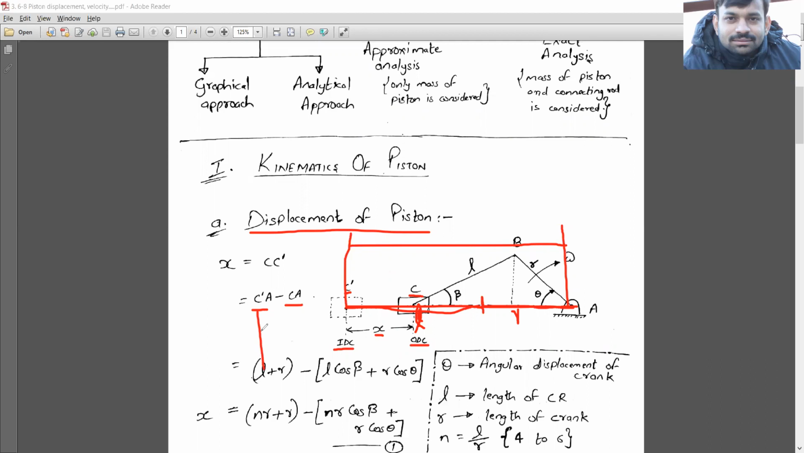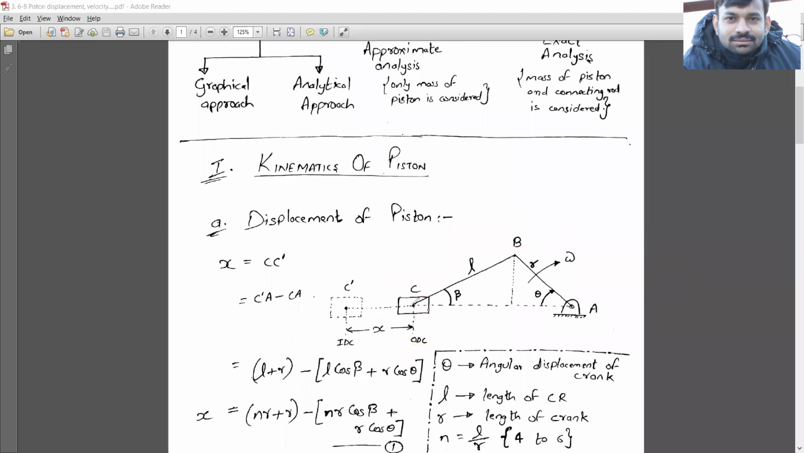C dash A is L plus R. Now, understand these things very carefully. Now we have to calculate this distance CA.